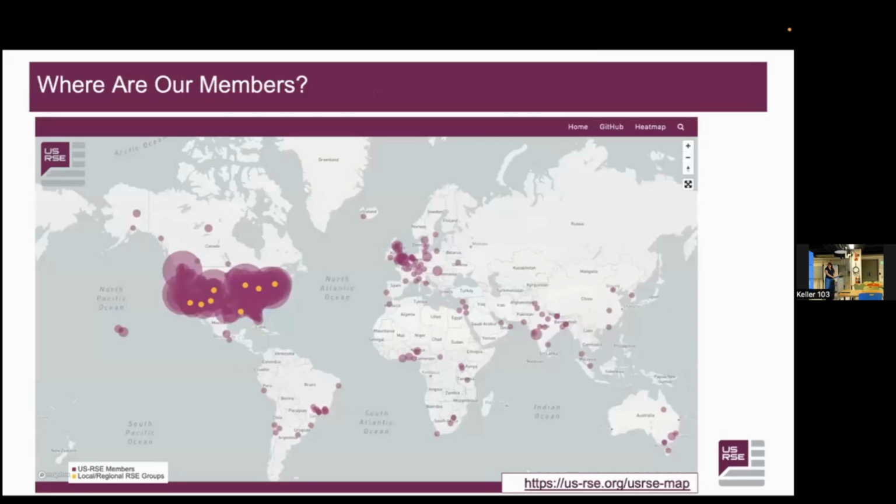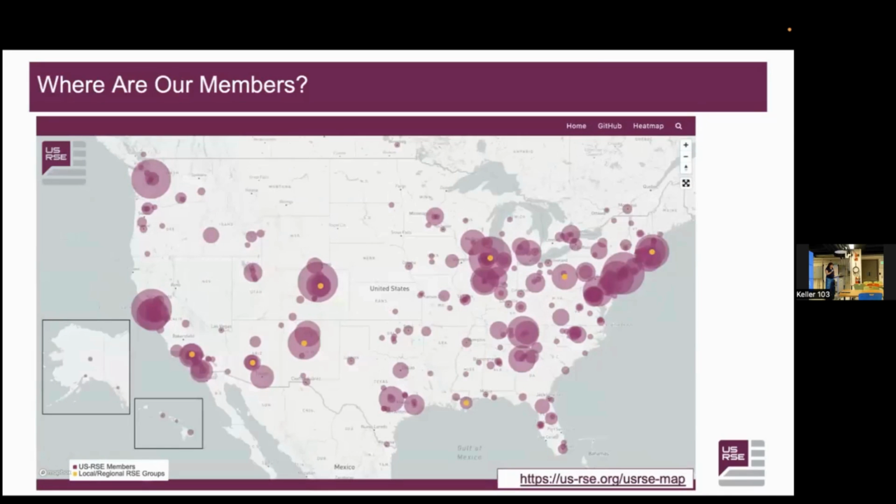So where are our members? And yes, there are members in Hawaii. You see it? Members have also joined from Hawaii. So we have members from all over the world, and really in the US. We are missing a few states, but Hawaii and Alaska have members.